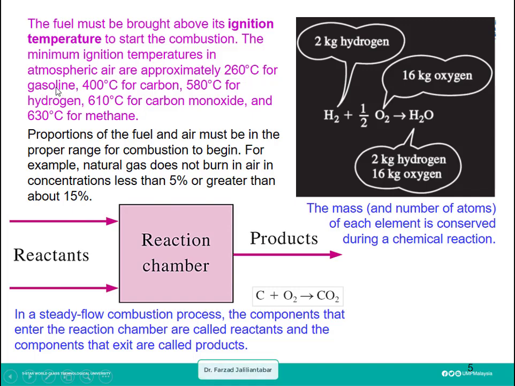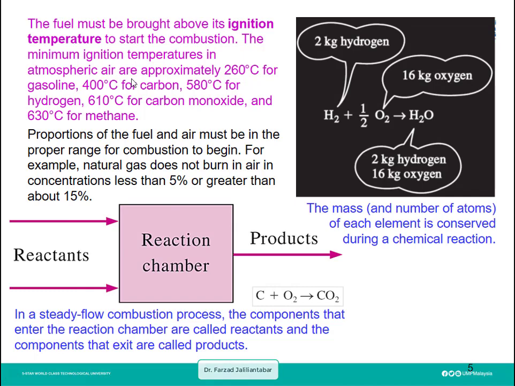For example, for gasoline, the ignition temperature is about 260 degrees Celsius. For carbon, it's 400 degrees Celsius. For hydrogen, it is 508 degrees Celsius. For carbon monoxide, it is 610 degrees Celsius, and for methane, it is 630 degrees Celsius. So this is the first condition to start the combustion reaction.